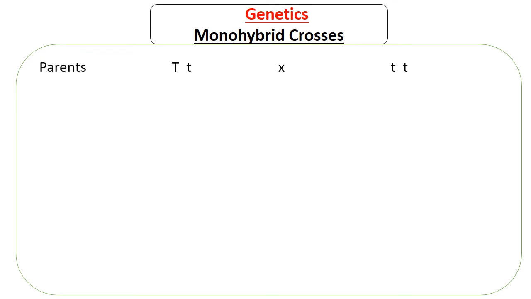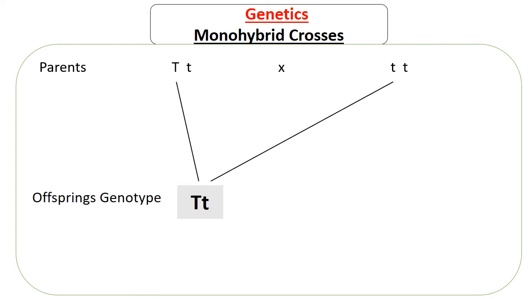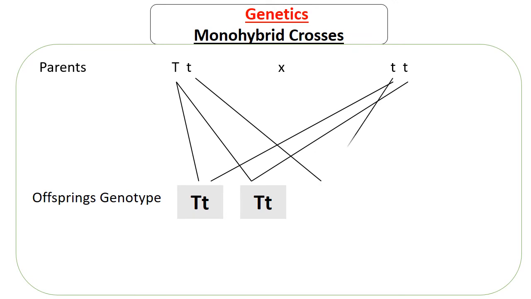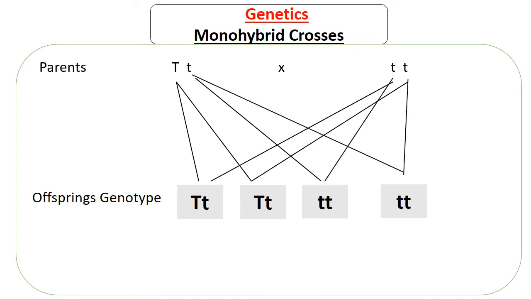So we start crossing the offspring. We're going to write here. Capital T, small t, it's going to give us Tt. Capital T, small t, it's going to give us Tt. Small t, small t, it's going to give us tt. Small t, small t, it's going to give us tt. So the genotypic ratio, we have 2 hybrid tall and 2 short ones. So the ratio is 2 to 2, expressed as 1 to 1.